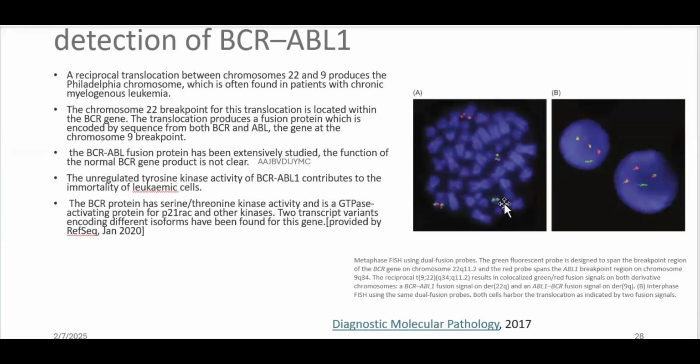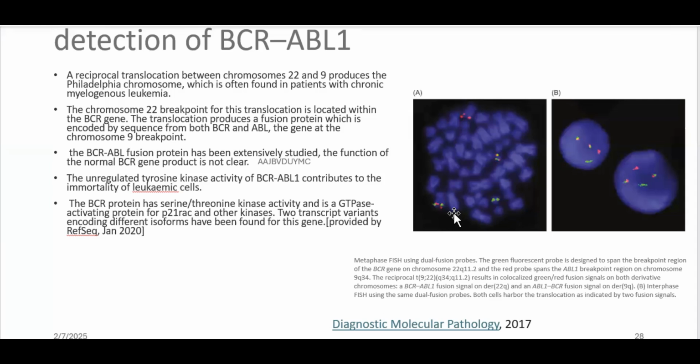If it is only green, that means it is intact BCR, and if it is only red, that means it is intact ABL. But green and red together in this particular region, you can see, that means it is fused. So the green fluorescent probe is binding with one gene, and the red fluorescent probe is binding specifically with another gene.